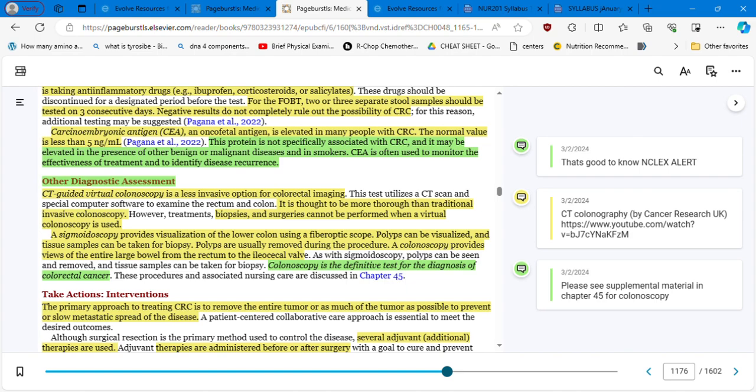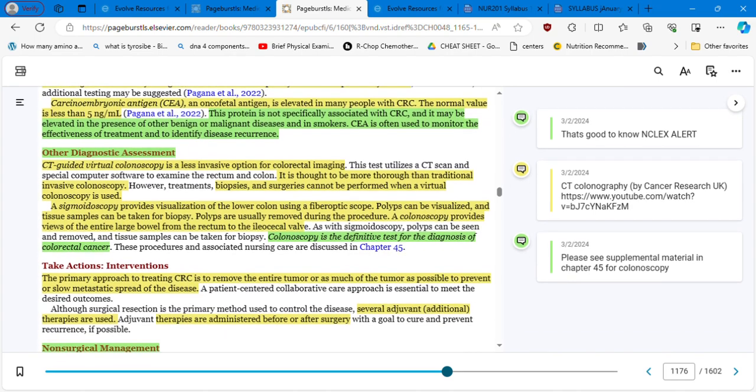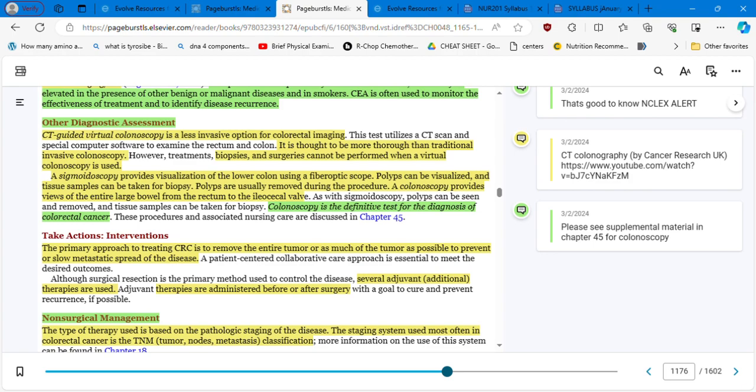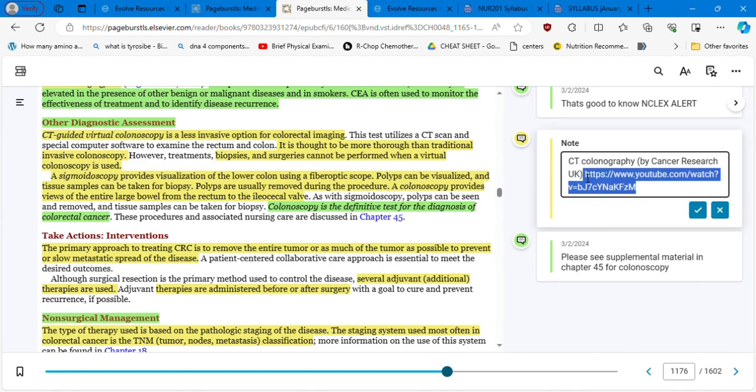Now, other diagnostic assessment, CT-guided virtual colonoscopy is a less invasive option for colorectal imaging. It is thought to be more thorough than traditional invasive colonoscopy. However, biopsies and surgeries cannot be performed when a virtual colonoscopy is used. And let's watch a video about the CT colonography so you can have an idea. It's a very good tool, but biopsies cannot be done when we have this procedure.